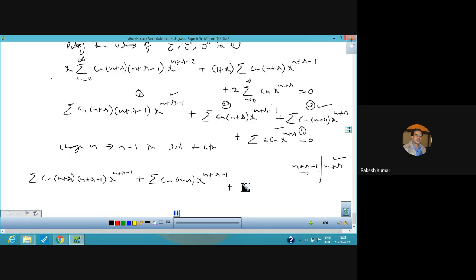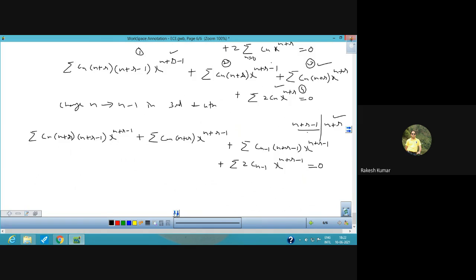Now you can change it. So changing n to n minus 1 here, you will get Cn minus 1. So n plus r minus 1 and x raised to power n plus r minus 1. Similarly, you can change in the last fourth term. You will get 2 Cn minus 1 x raised to power n plus r minus 1 is equal to 0. Now, after doing this, this is the resultant term.